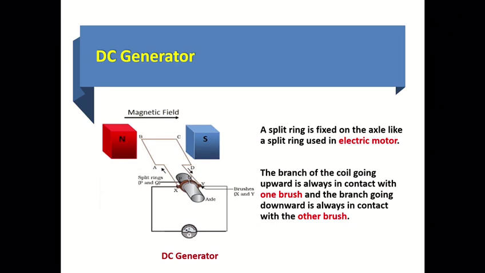DC does not change the direction in the external circuit. To achieve this, a split ring is fixed on the axle like a split ring used in an electric motor. And because of this arrangement, the branch of the coil going upwards is always in contact with one brush and the branch going downwards is always in contact with the other brush. Hence, the current flows in one direction in the external circuit. This is why this generator is called a DC generator.